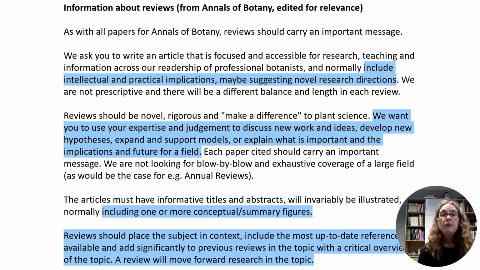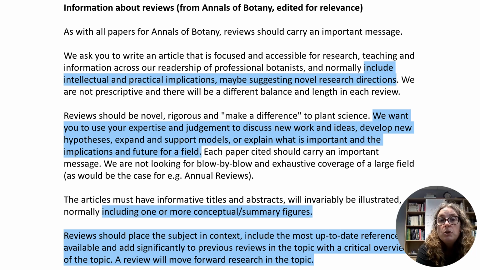Now, if you look at the instructions from the Annals of Botany, you will see what they want you to do. And it's really strongly aligned with what we want you to do. So what we want you to do is to bring together information from a range of different sources. And we want you to think about the intellectual and practical implications of the things that you've read. We would love to see you come up with novel research directions that people could take.